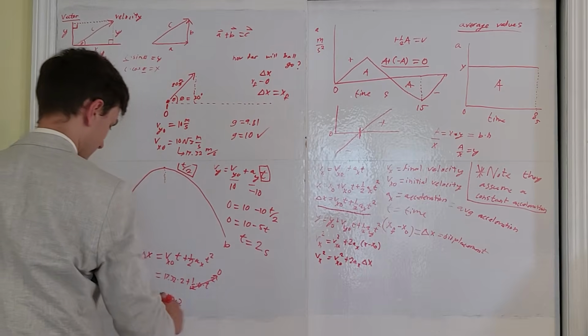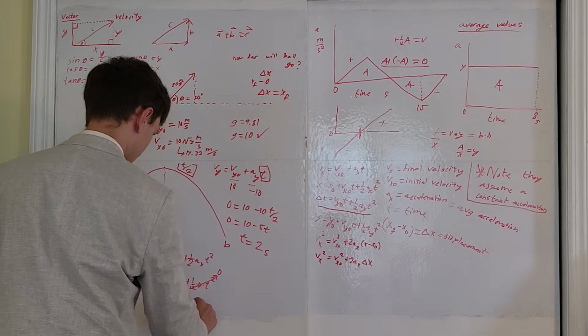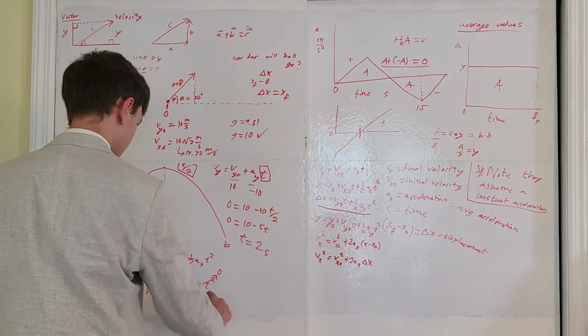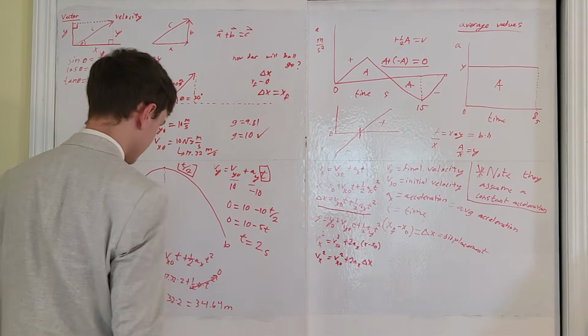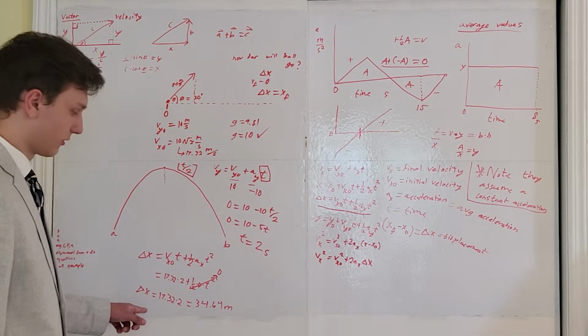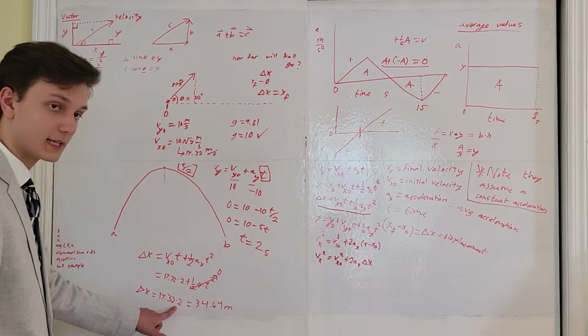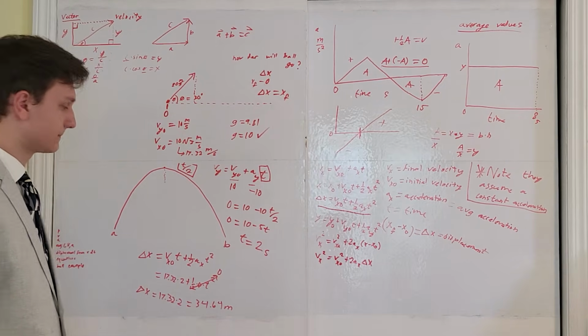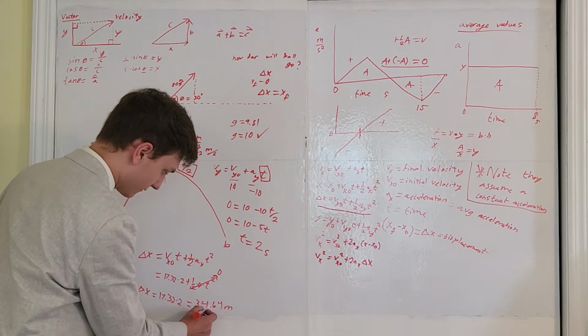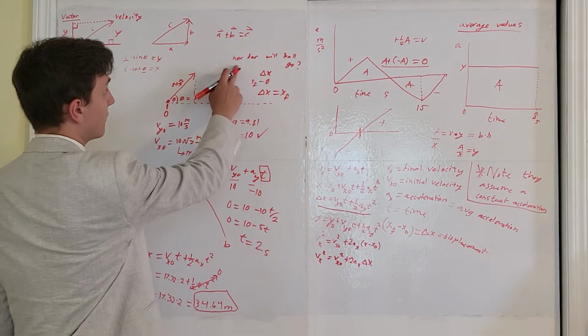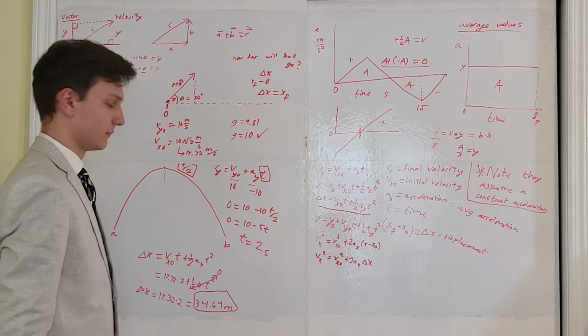I don't need my calculator. It's going to be 34.64 meters. Again, our units agree. 17.32 meters per second times 2 seconds gives us units of meters. And that's how we find the displacement in the x direction. That's how we find how far the ball will go before it lands.